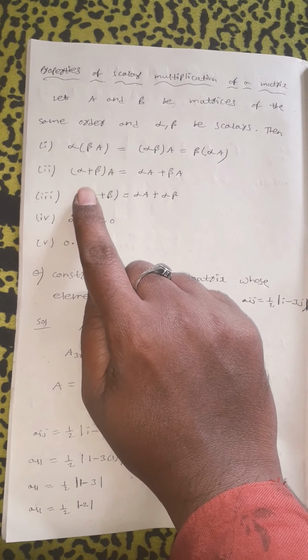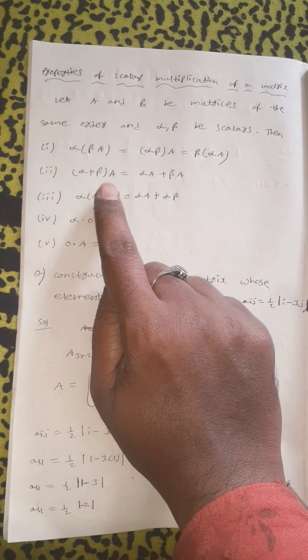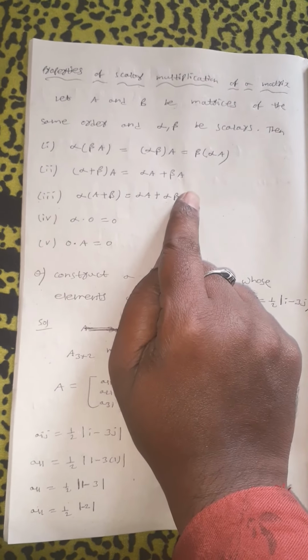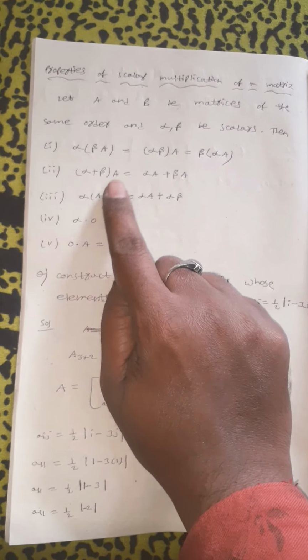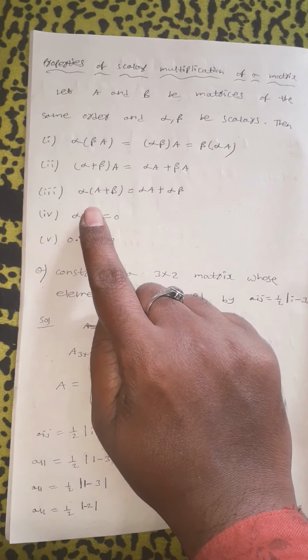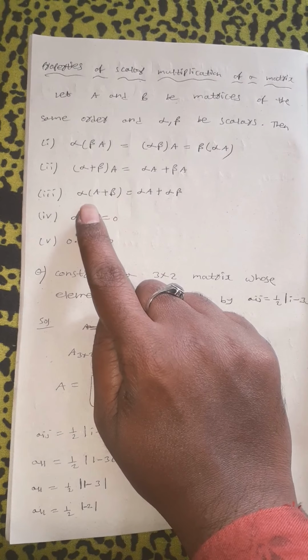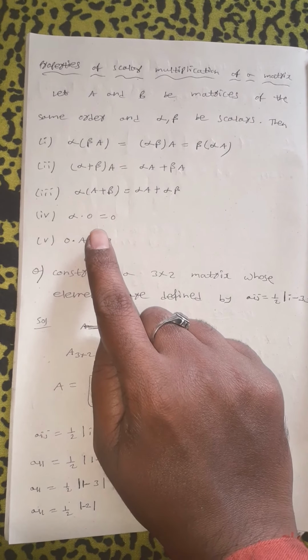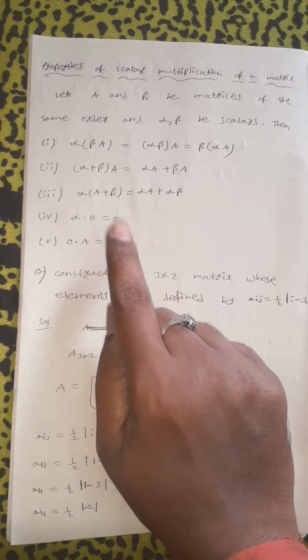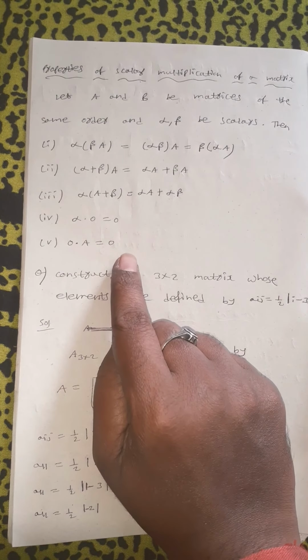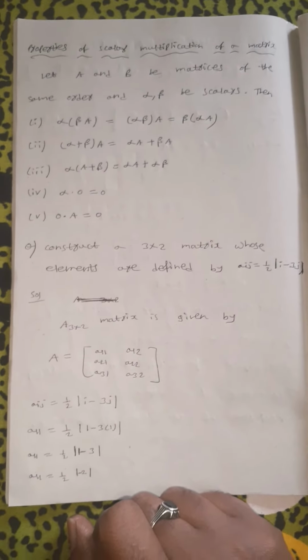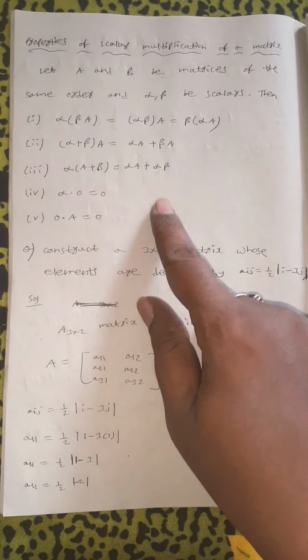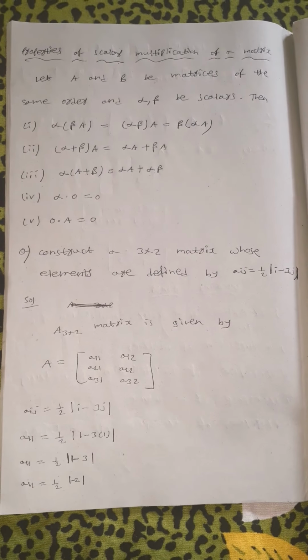Next property is (alpha plus beta) A is equal to alpha A plus beta A. Simply we are sending A inside. Next, alpha into (A plus B) means we have to send alpha inside: alpha A plus alpha B. Next, alpha into 0 is equal to 0. Next, 0 into A is equal to 0. So this is about properties of scalar multiplication of matrix.